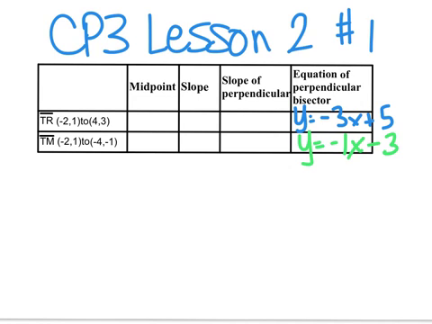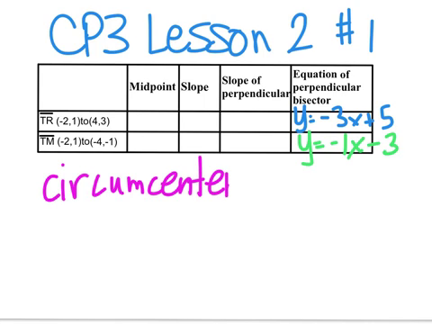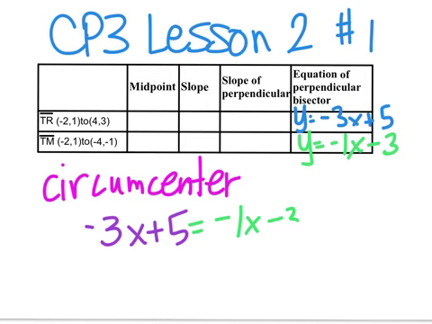The last step to finding the circumcenter of this triangle is to find the point where the two perpendicular bisectors intersect, because the circumcenter is that point where all three bisectors meet. So I'm going to take the two equations I have here. The first is negative 3x plus 5, and because it equals y, it will be equal to this equation, which also equals y. So let's start solving.